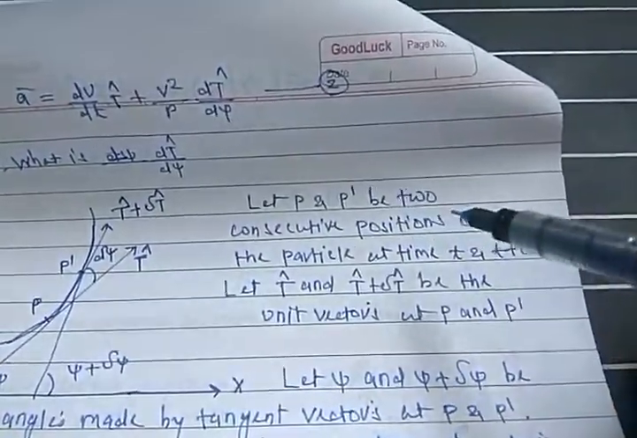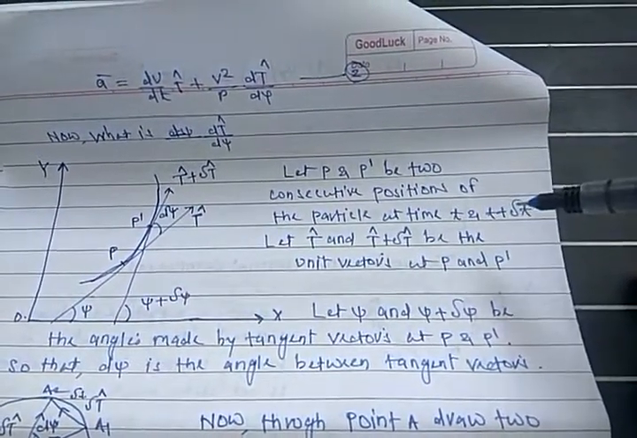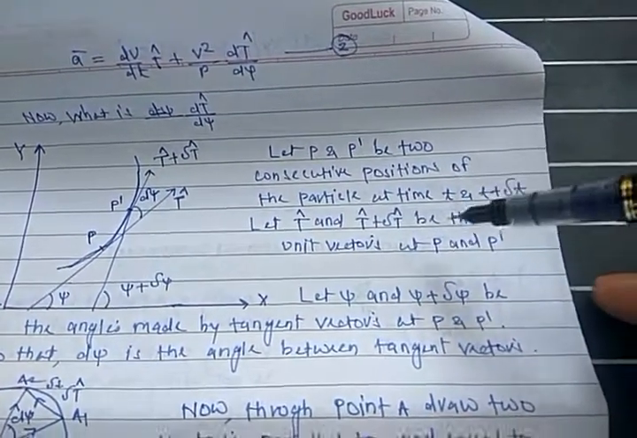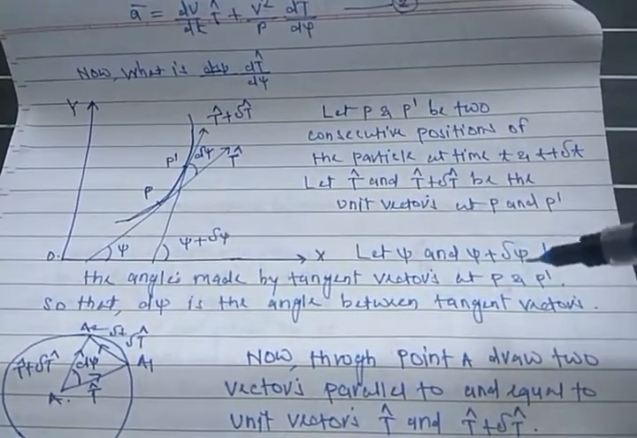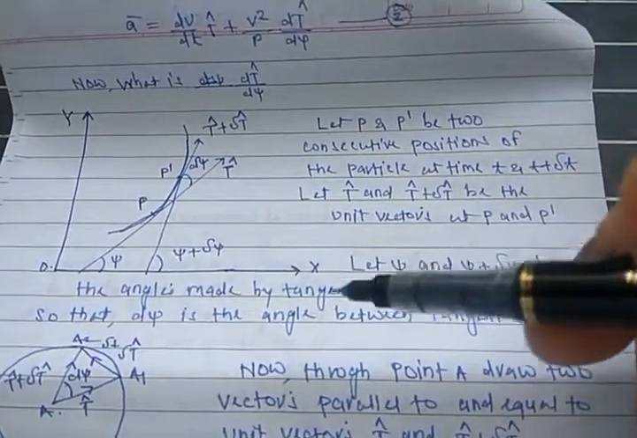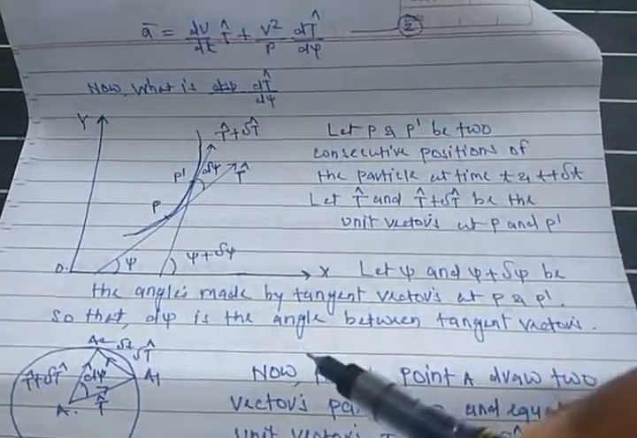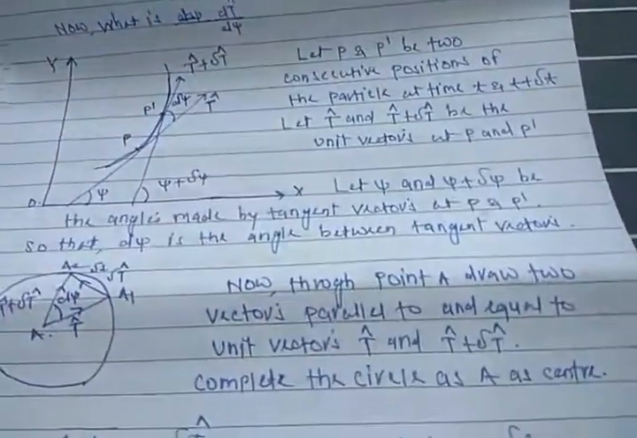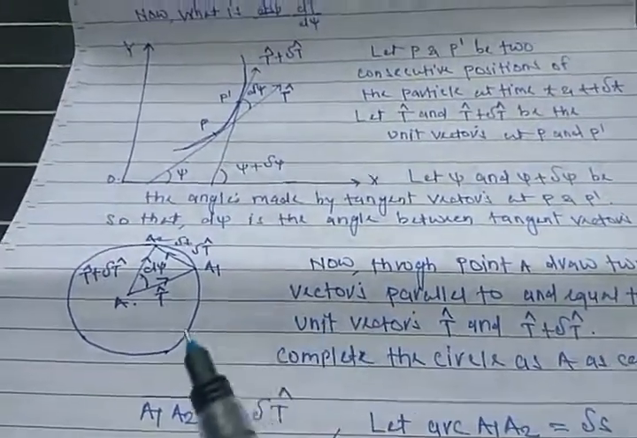with the x-axis. Okay, let P and P dash be the two consecutive positions of the particle at time t and t plus delta t. Let T cap and T cap plus delta T cap be the unit vectors at P and P dash. Next, let psi and psi plus delta psi be the angles made by the tangent vectors at P and P dash. So now delta psi is the angle between the tangent vectors. Okay, so here the angle formed is delta psi.